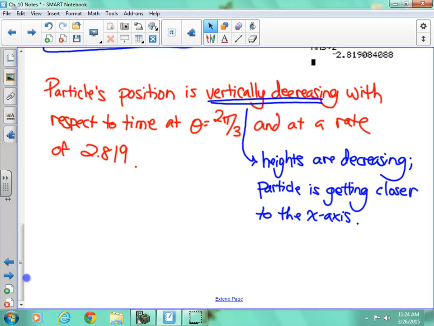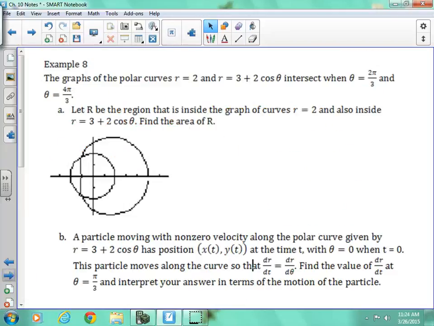I probably spend too much time on AP stuff, but they use all of those, and we'll see this more. It's not that you have to have the wording completely perfect, it just needs to mean the same thing. Heights are decreasing, vertically decreasing, the particle's getting closer to the x-axis because it's falling, it's going down. Lots of different ways you can say it. Let's stop here. Example 8.